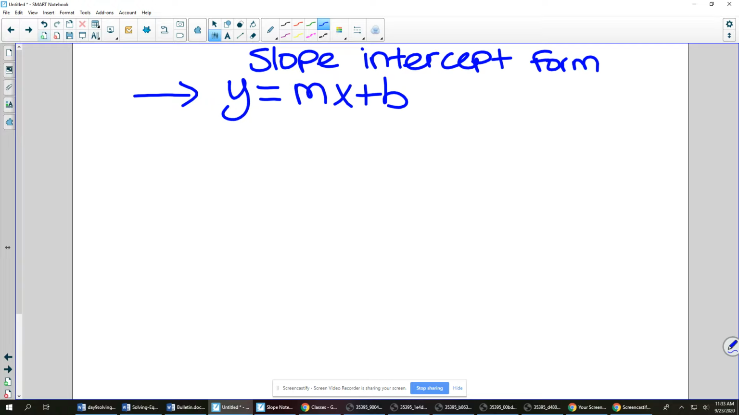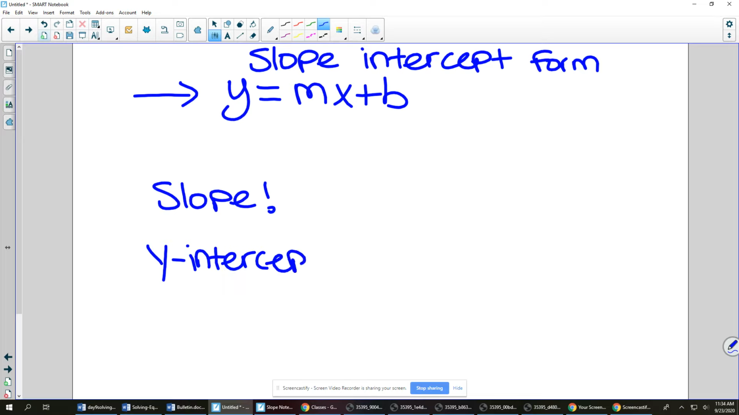And there's a reason why it's called that. So slope-intercept is called that because from this equation, I can find the slope and your y-intercept just from looking at it. You don't even have to graph. You don't have to plug values in. You don't have to do anything. As long as it's in that y equals format, you will be able to find the slope and the y-intercept.